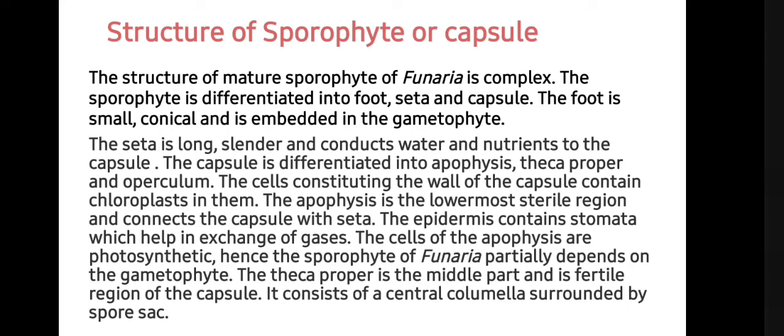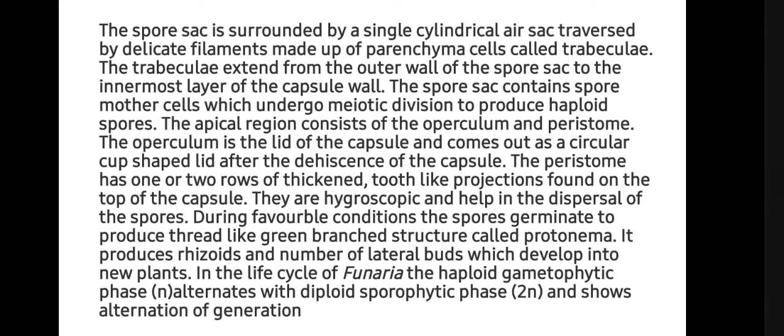It consists of a central columella surrounded by the spore sac. The spore sac is surrounded by a single cylindrical air sac traversed by delicate filaments made up of parenchyma cells called trabeculae. The trabeculae extend from the outer wall of the spore sac to the innermost layer of the capsule wall. The spore sac contains spore mother cells which undergo meiotic division to produce haploid spores. The apical region consists of operculum and peristome which help in the dispersal of the spores.